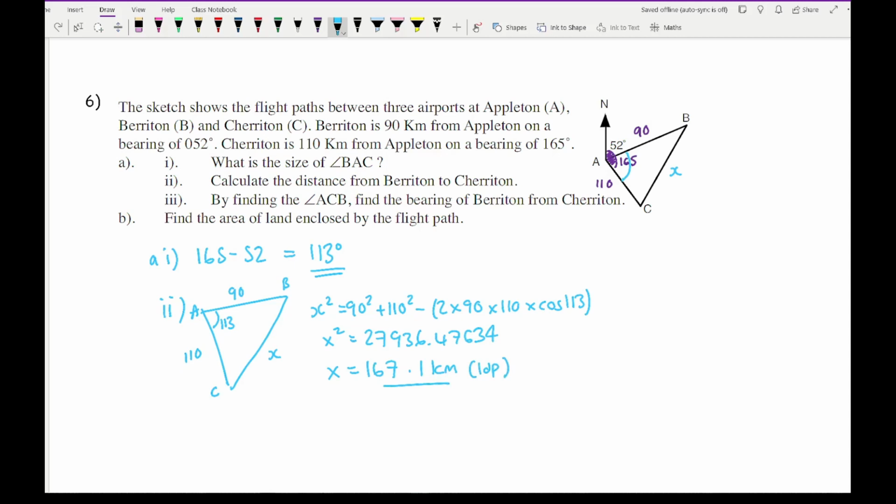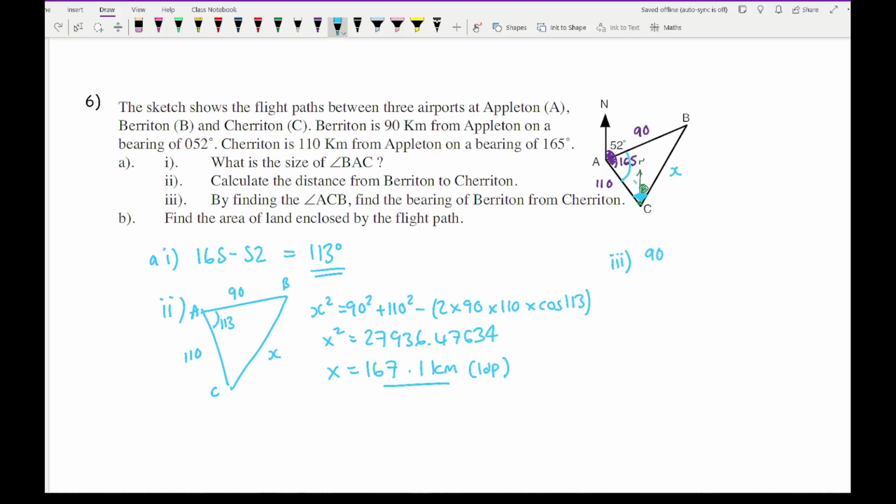Next question then says, by finding ACB, find the bearing of Berriton to Cheriton. So Cheriton is here, and what the question's asking me to do is to find this angle here. Now it says by finding angle ACB, so what it's asking me to do is to find this whole angle here. So to find that out, I'm going to need to use the sine rule. So that angle there is going to be 90.